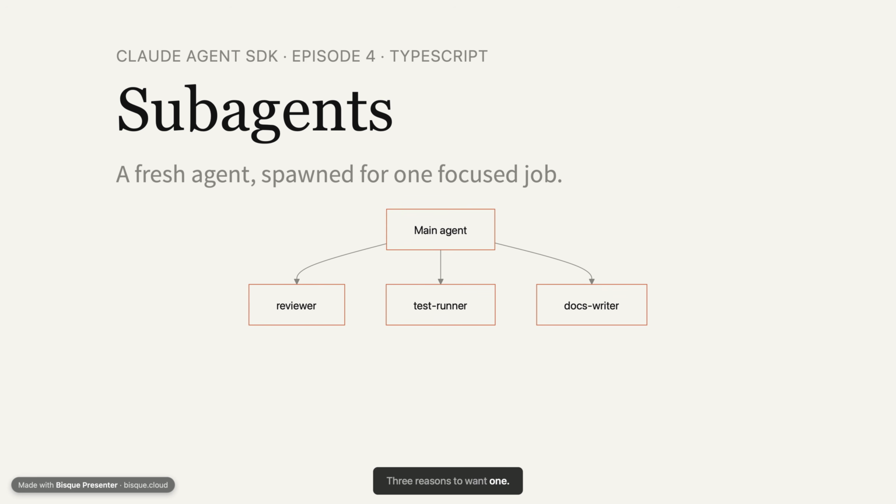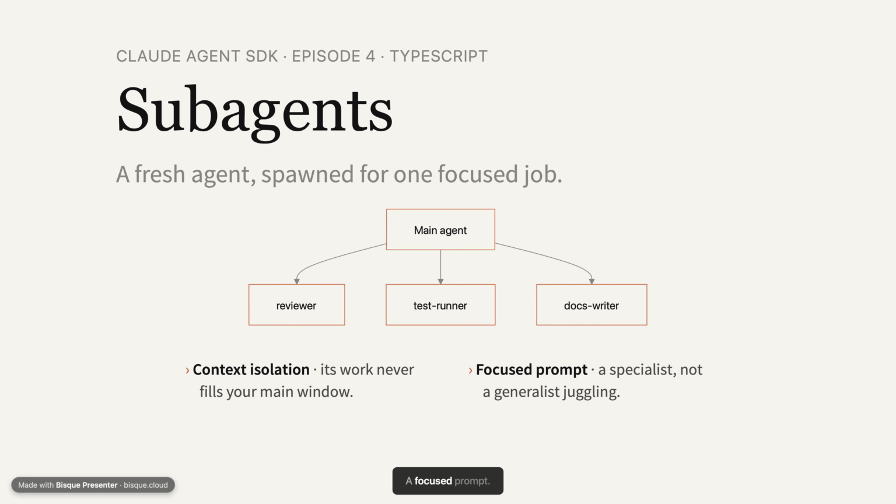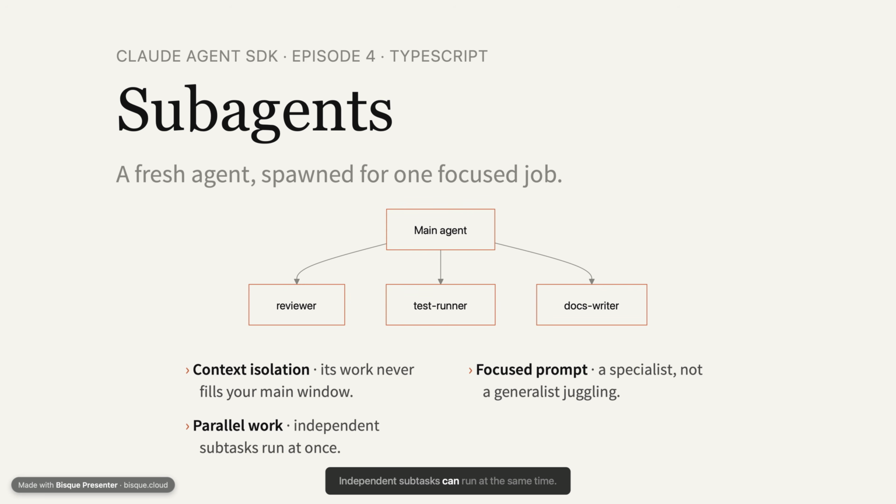3 reasons to want one. Context isolation. The subagent works in its own fresh window, so the dozens of files it reads never pile up in your main conversation. Remember the context window from episode 1. This is how you keep it clean. A focused prompt. Each subagent gets its own specialist system prompt instead of one main agent trying to hold every role at once. And parallel work, independent subtasks can run at the same time.